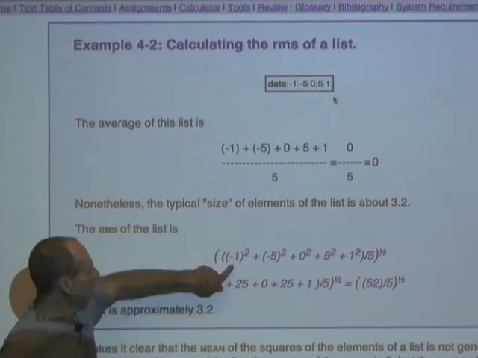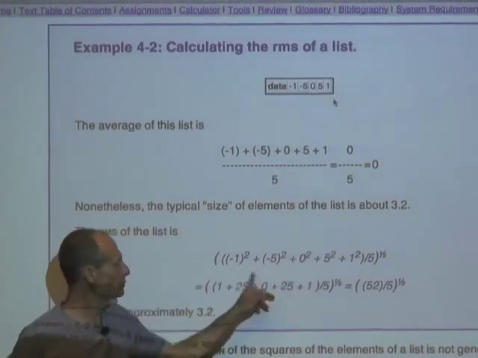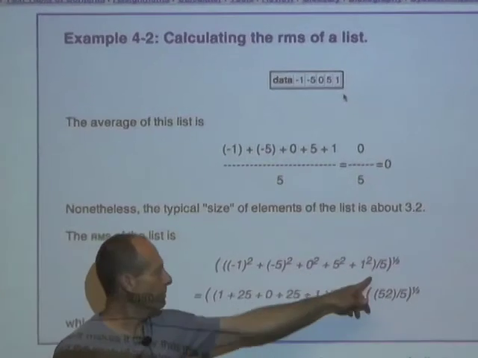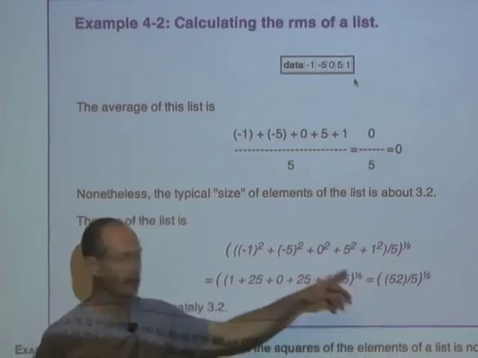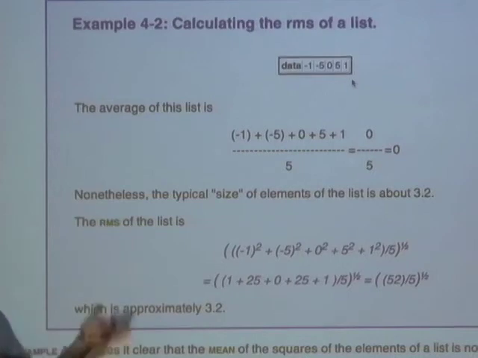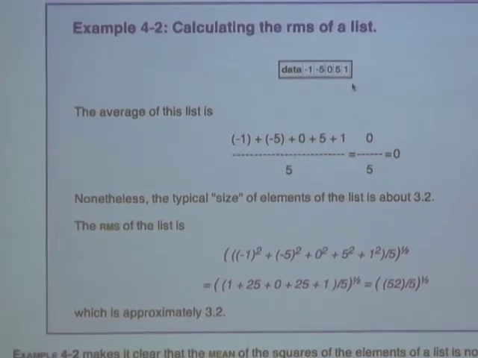If we use the RMS to do it, what do we do? We square each element of the list. We add those squares together, divide by how many there are. That gives us the mean of the squares, and then we take the square root of that to get the root of the mean of the squares. And it turns out to be 3.2 for that list.